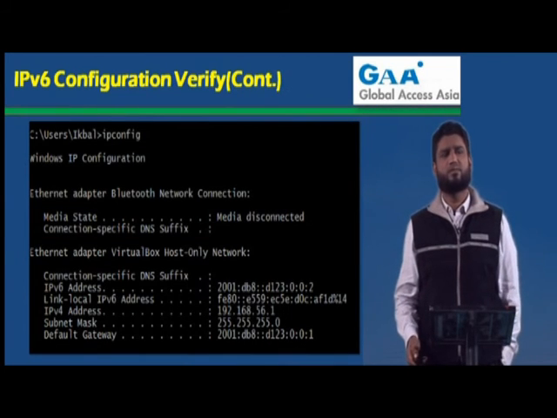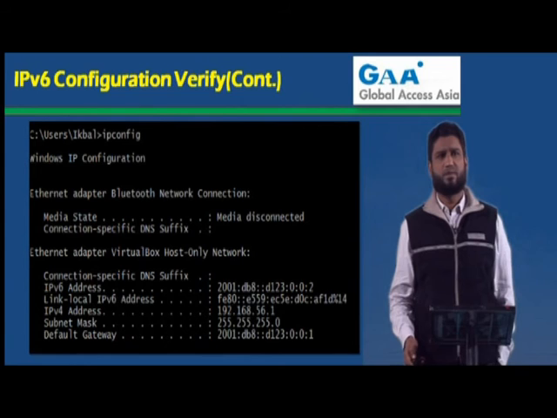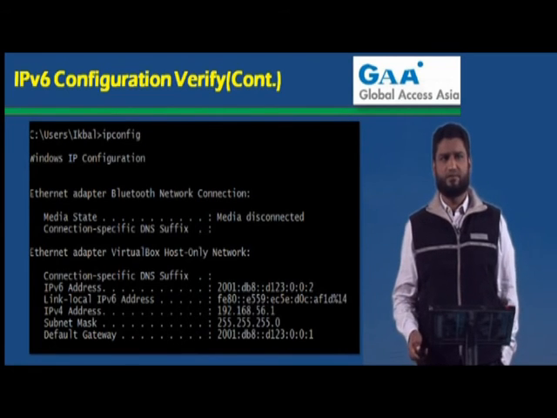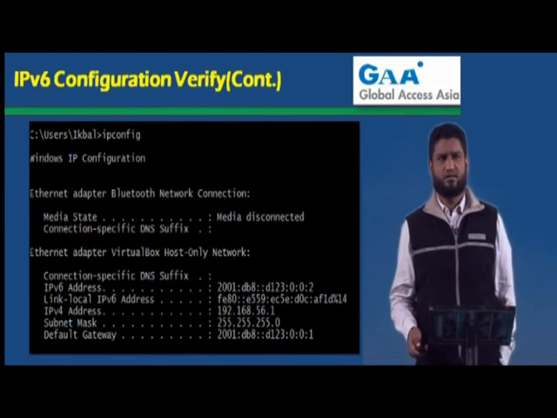IP version 6 configurations, Windows IP configuration, the Bluetooth network adapter configuration. If you write the command ipconfig, you can see the connection-specific DNS suffix, IP addresses, version 6 address, link-local IP version 6 address, IP version 4 address, subnet mask, default gateway, as well as here.